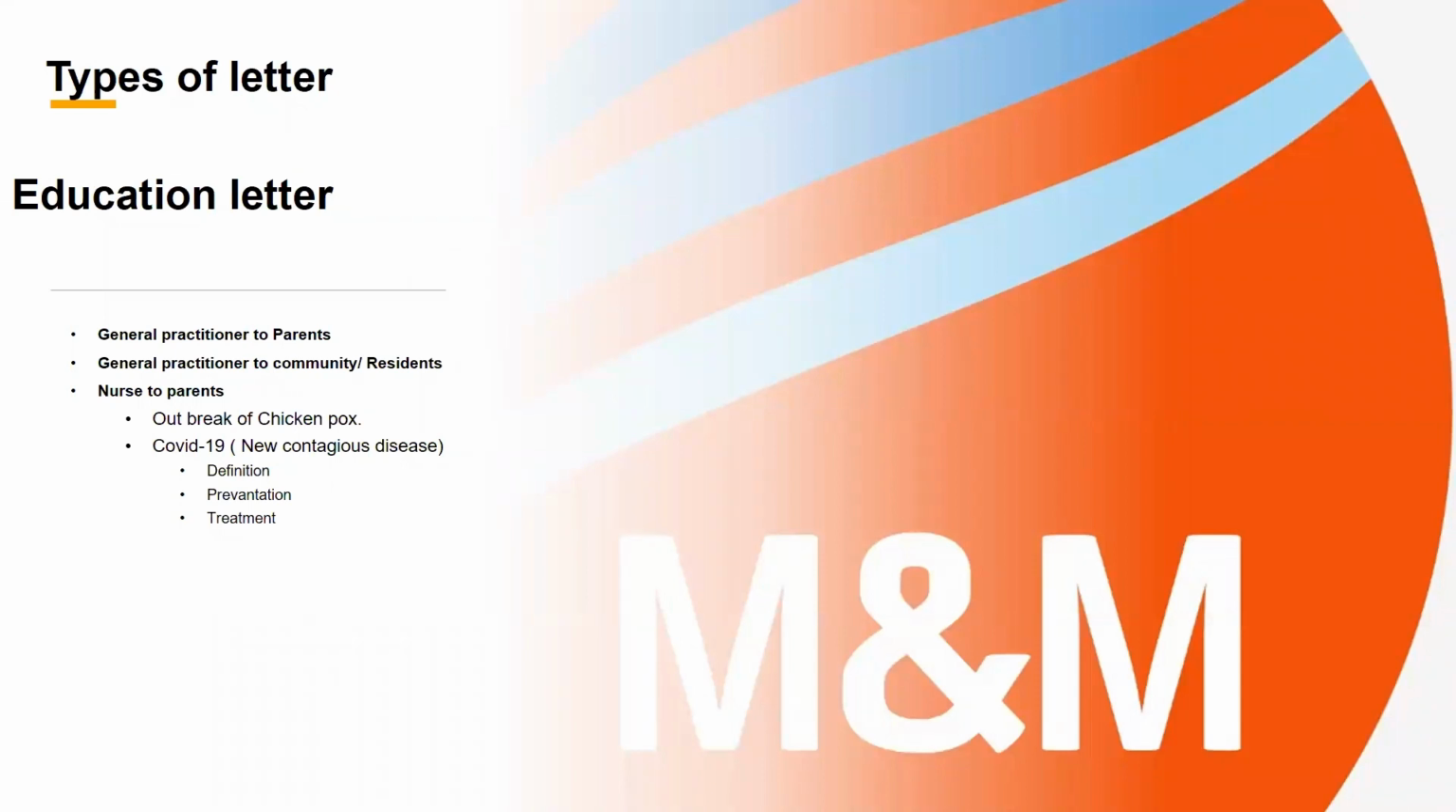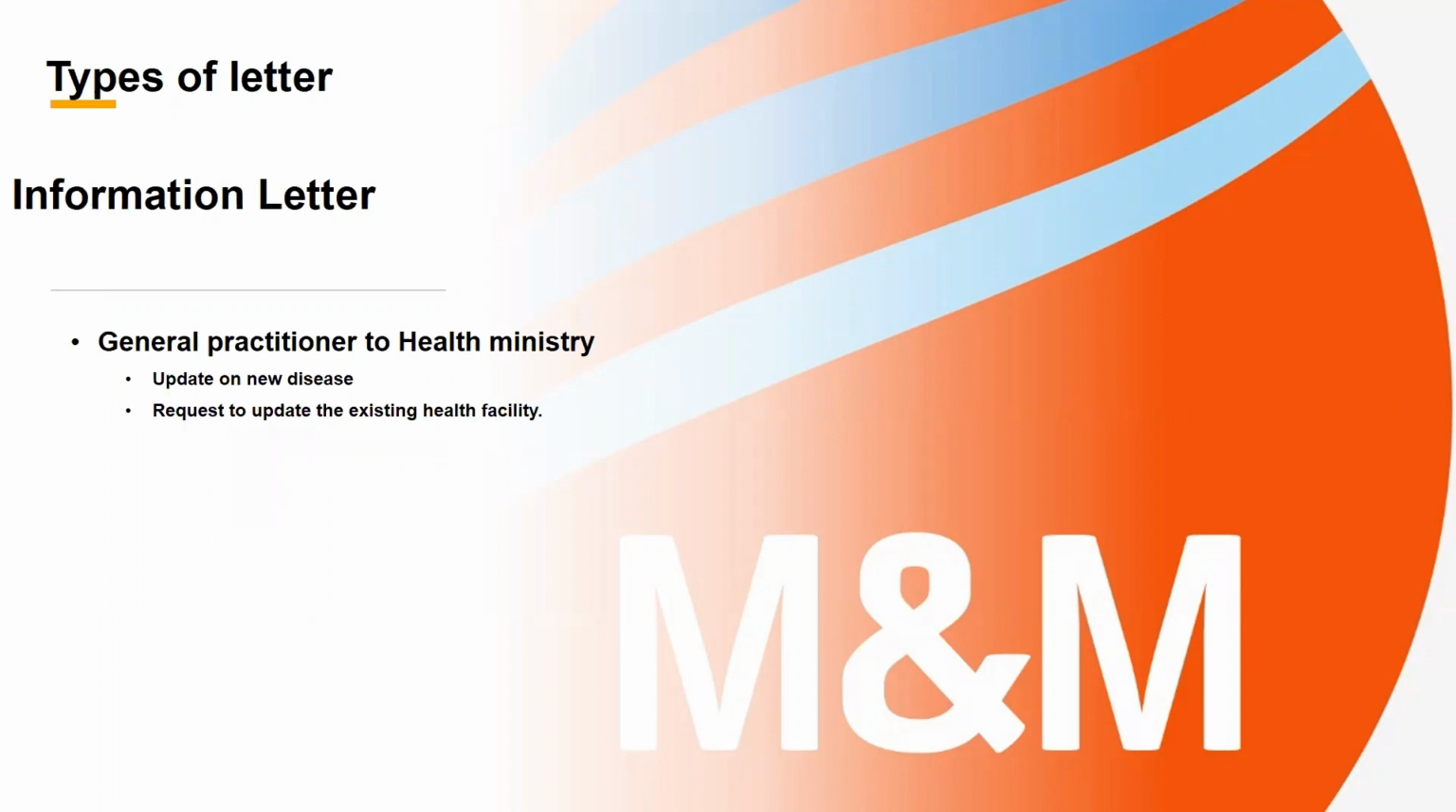So we can see there, these are types of letters, followed by the information letter. In the information letter, the general practitioner will be writing to the health ministry most of the time. Any person from any domain can write this letter to the health ministry to update about a new disease, or to update about an existing facility, or any services that are required in the community, right?